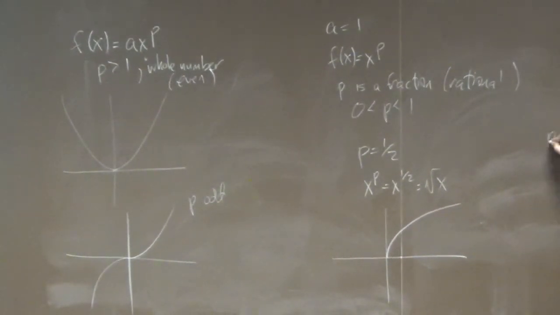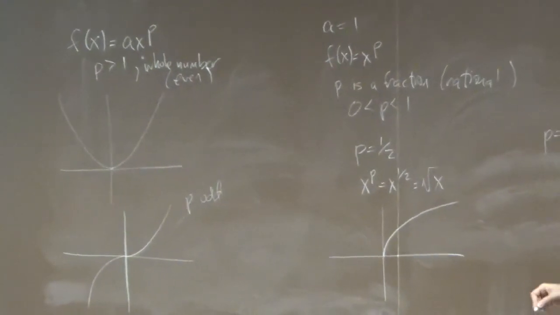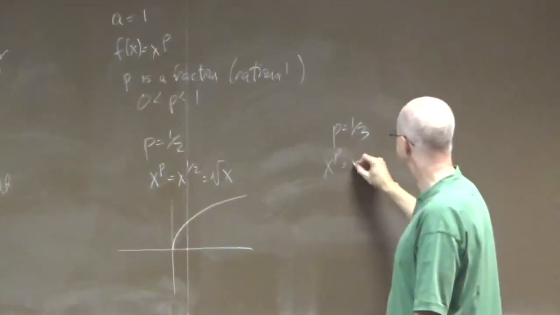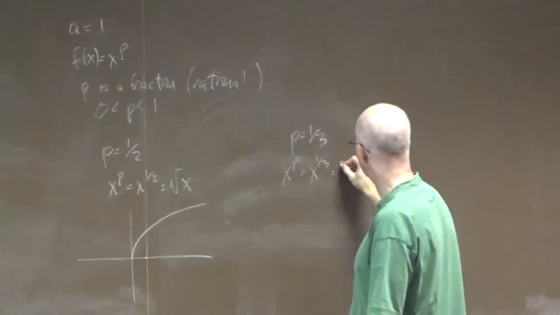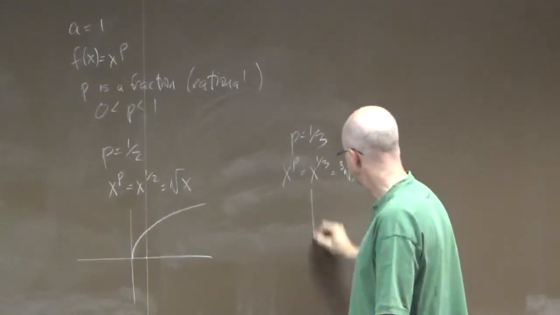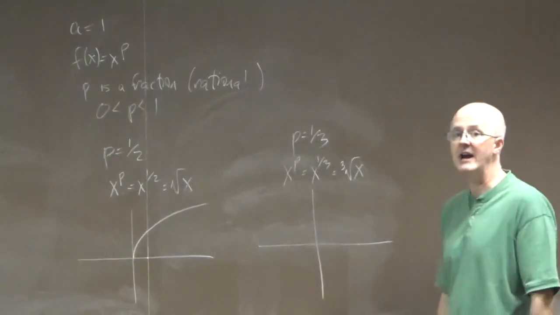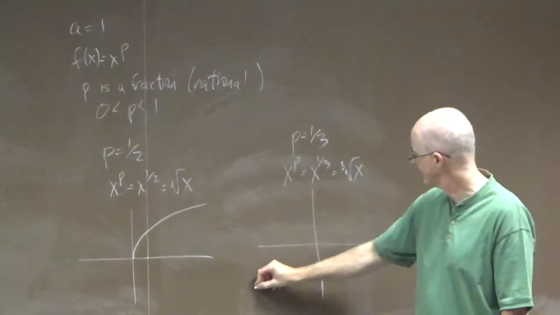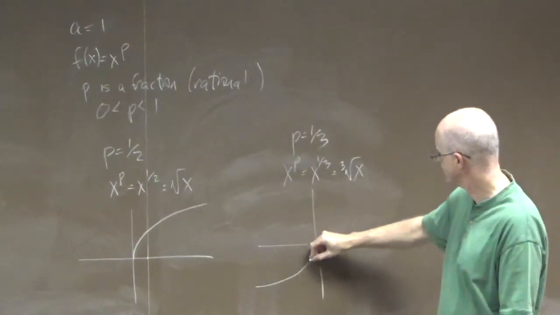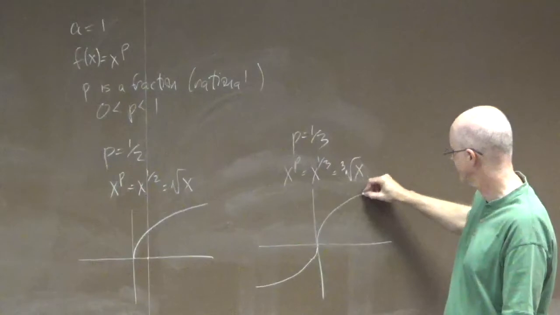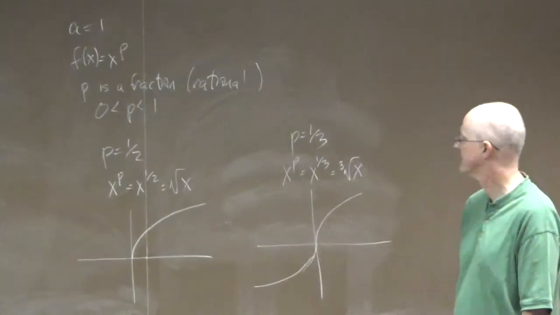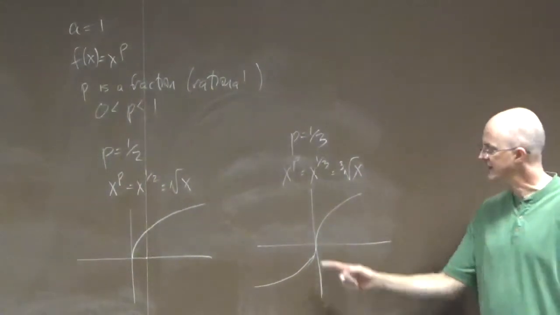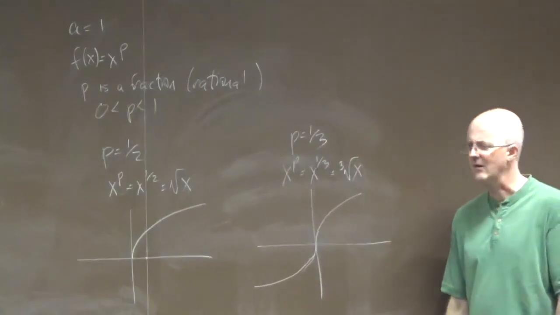On the other hand, if p is 1/3, as another special case, then x to the p is x to the 1/3, which is the cube root of x. Technically speaking, that's defined for all real x, and the graph looks about like this. You're just trusting me on these graphs here. That's what the cube root function looks like.